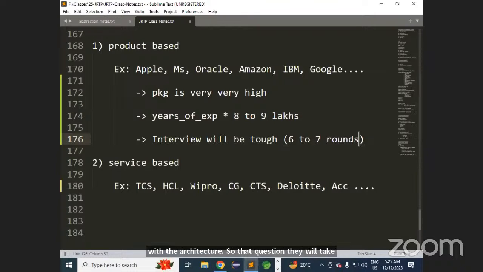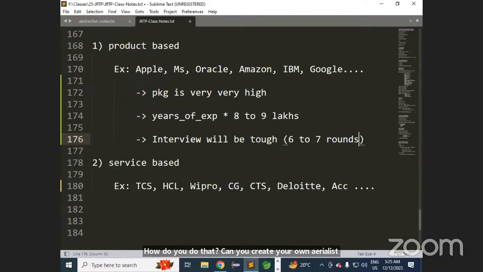Okay. And when you go for those product-based company interviews, the latest technologies and tools are not required, because they will not ask what is Docker, what is Jenkins. They will ask, can you create your own ArrayList class? I don't want to use the ArrayList given by Sun Microsystems. I want to develop my own ArrayList class. How do you do that?